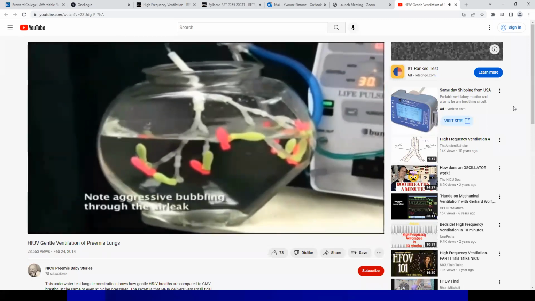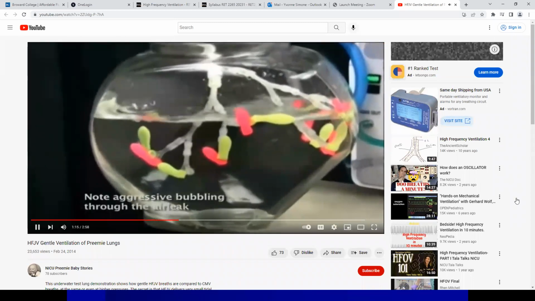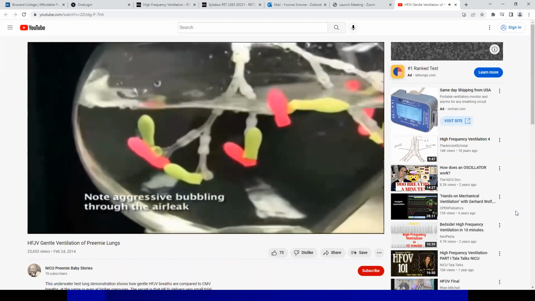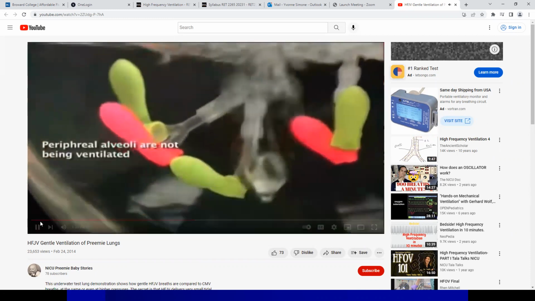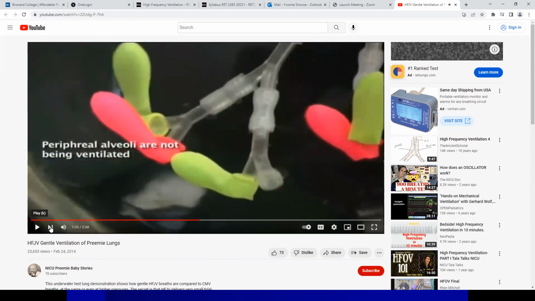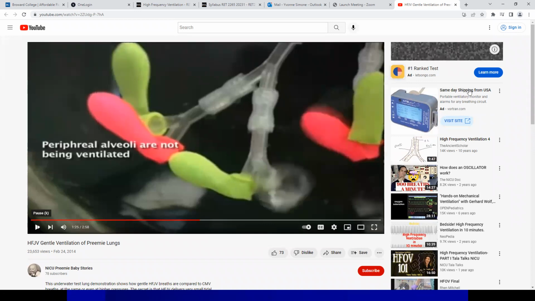You can see very aggressive levels of the heat that I created by removing one of the balloons from my cup. Most of the air is exhausted through the leak. Very little, if any, is getting to the alveoli. So the peripheral alveoli being off. Can you notice that all the air is leaking? It doesn't like that. When he's using conventional ventilation, most of the air is just coming out this leak, and very little of the ventilation is going to the other alveoli, or in this case, the balloons. So keep watching.